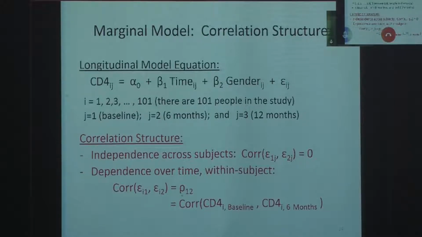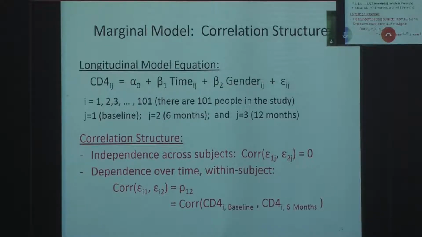Correlation coefficients go between minus and plus 1. For CD4 counts over time, I would imagine this is a positive number. I imagine it's greater than 0. I don't think it's 1. I don't think CD4 counts don't change over time. They do. But I imagine that there's some degree of positive correlation over time.